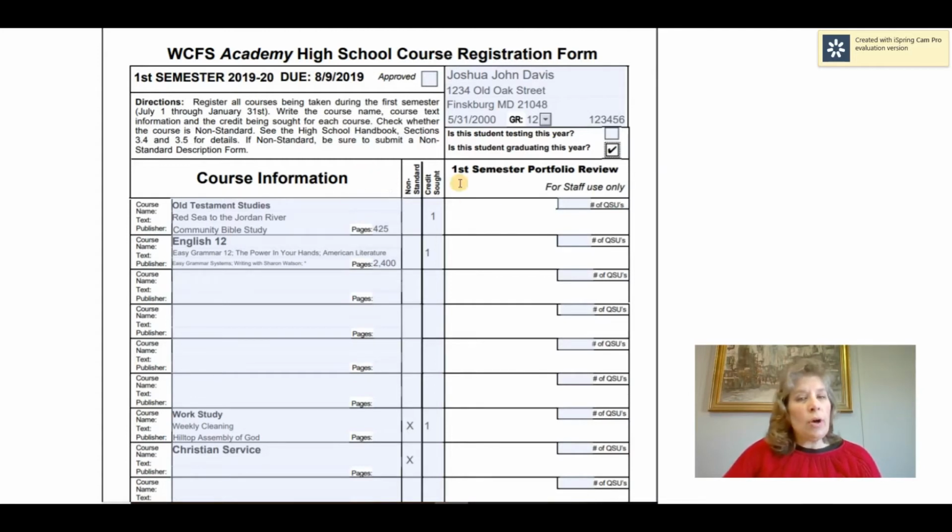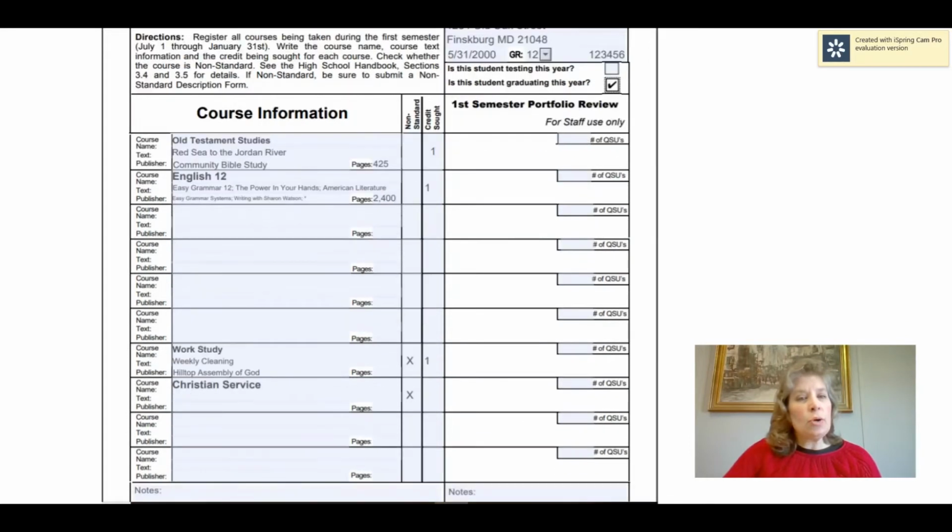Next, we come to the gray areas of the form that say course information. For the sake of time, I have already filled in a couple of these, and we'll simply go over the information with you. When we are filling out this form, we want to be very specific with the course name. High school science is not an acceptable course name, but biology is. High school math is not an acceptable course name, but Algebra 1 is.